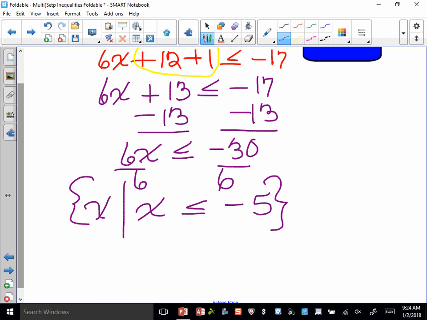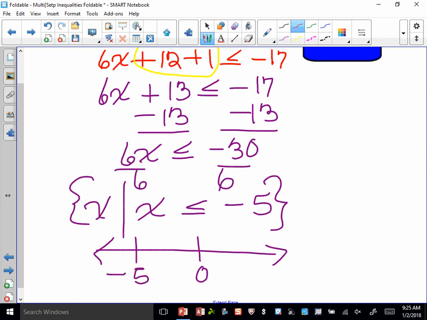Okay, so now I'm going to make my number line. Indicate where 0 is. Indicate where -5 would be. This one would be a closed dot. And less than would be to the left.